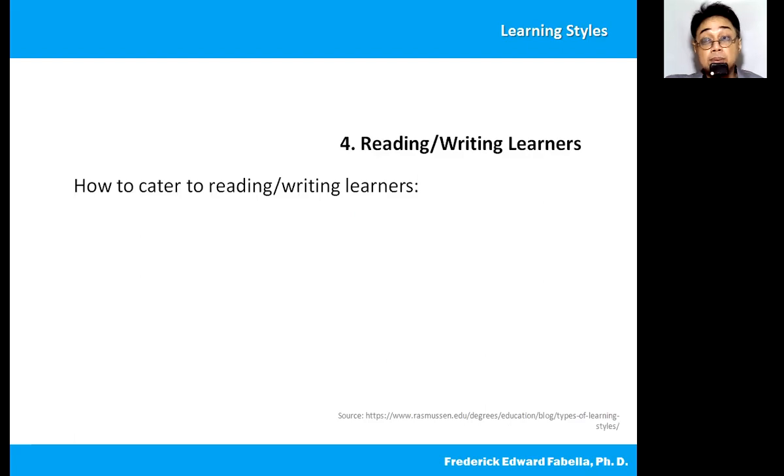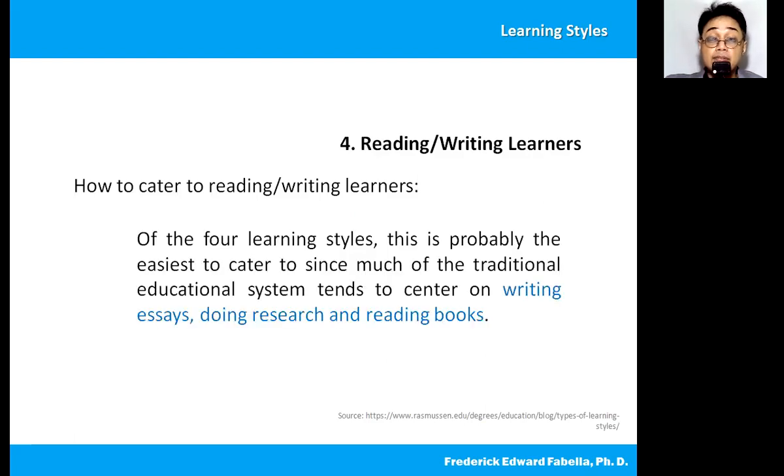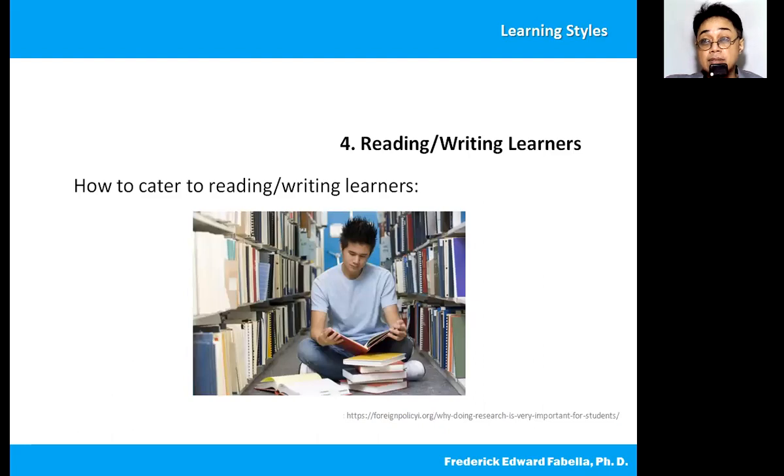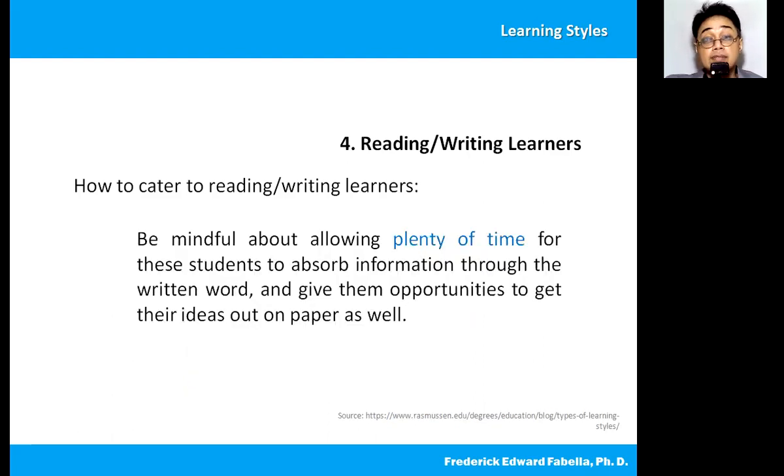So, how do we cater to reading writing learners? Of the four learning styles, this is probably the easiest to cater to since much of the traditional educational system tends to center on writing essays, doing research, and reading books. So, if you have a reading writing learner, ask him or her to read and research. Okay? Be mindful about allowing plenty of time for these students to absorb information through the written word and give them opportunities to get their ideas out on paper as well.